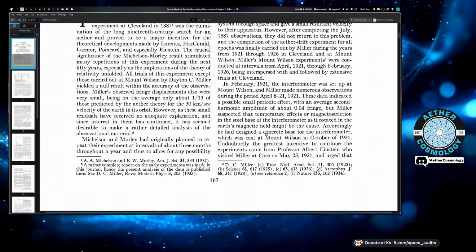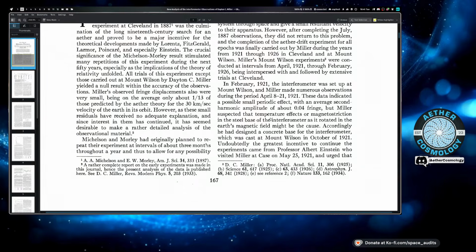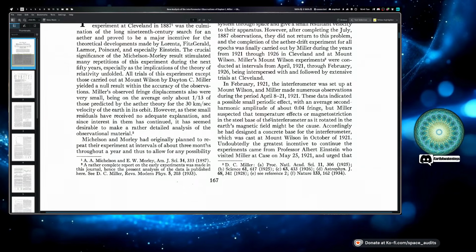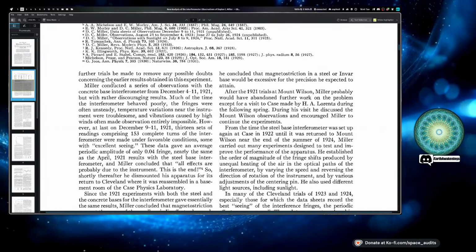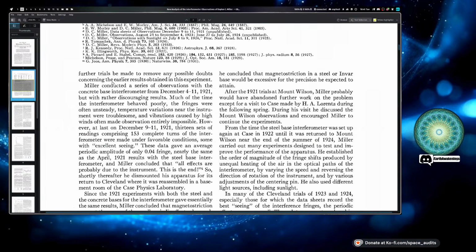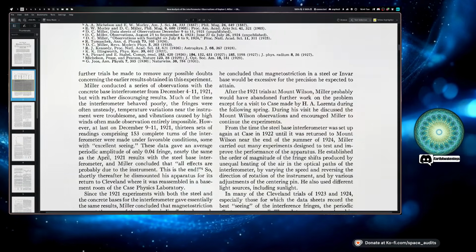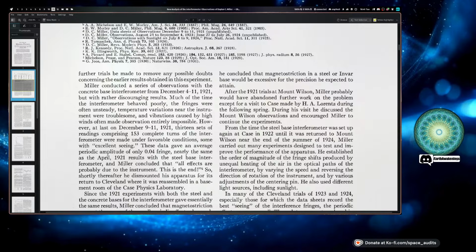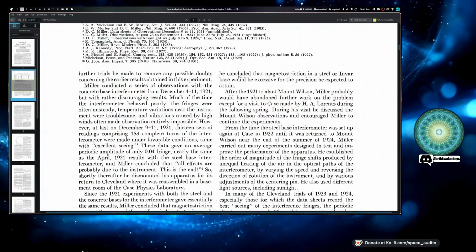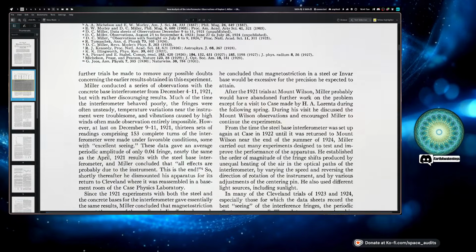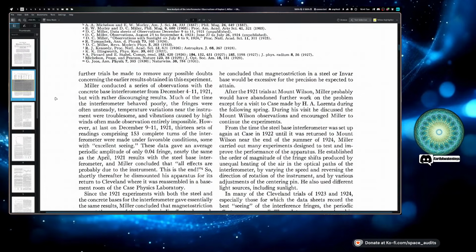Undoubtedly, the greatest incentive to continue the experiments came from Professor Albert Einstein, who visited Miller at Case on May 25, 1921, and urged that further trials be made to remove any possible doubts concerning the earliest results about the experiment. That's true. I think that quote from the paper where he talks about experiment being king, I'm pretty sure that comes from a quote from an interview where he's replying to the Miller data. I'm almost positive that's where it comes from.